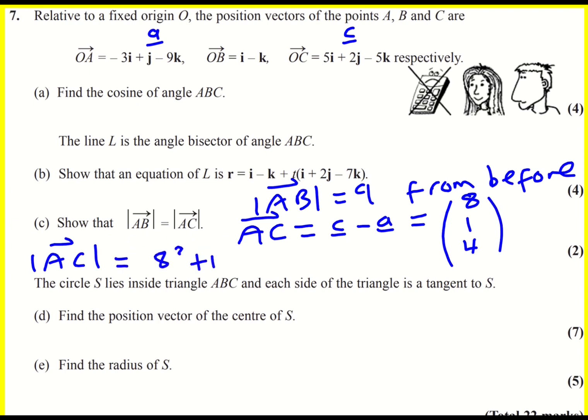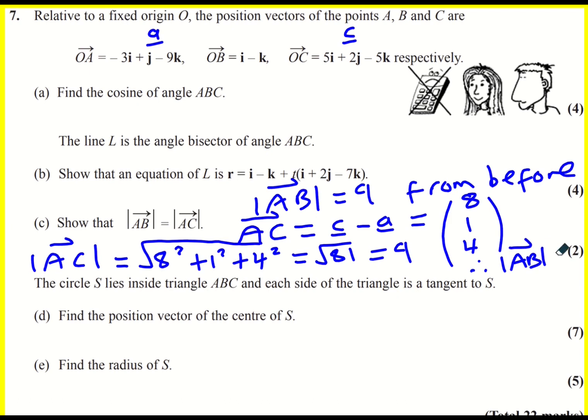And then we use Pythagoras. It's exactly the same as what we did for AB. We're going to again get 9. So therefore, the magnitude of AB is equal to the magnitude of AC. That one's not too bad.